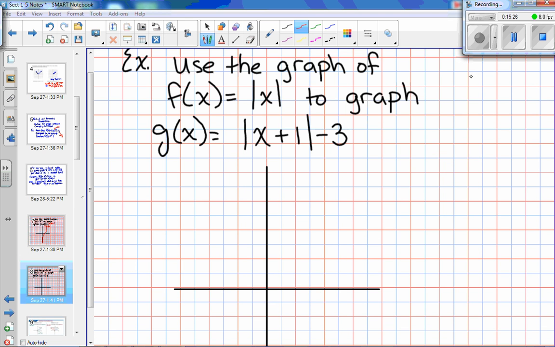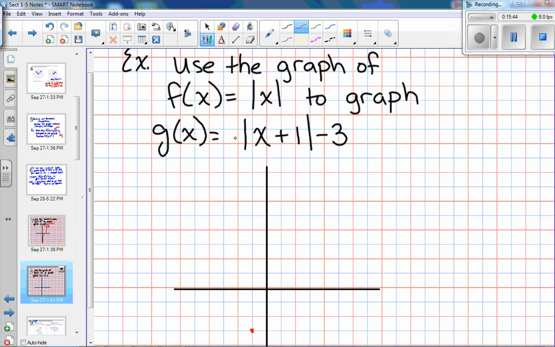Again, here's another one you're familiar with. f of x equals the absolute value of x as our parent graph, and we're going to graph the absolute value of x plus 1, minus 3. So again, this is going to go to the left 1 and down 3, so I'm going to mark my locator point.